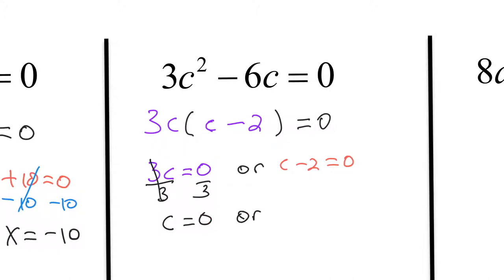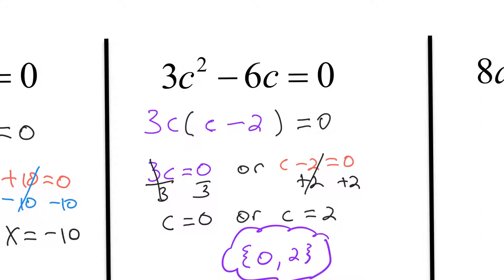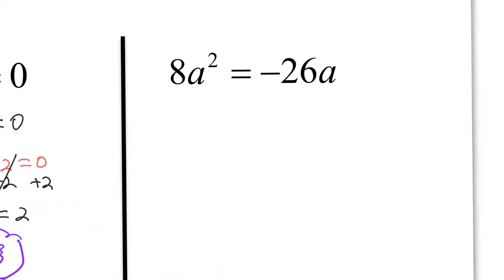Or you will add 2 to both sides over here. Cancels. c equals 2. 0 plus 2 is 2. So my solution set, you will have 0, 2 inside the brackets. So we have two answers because this is a quadratic equation. Degree is 2.